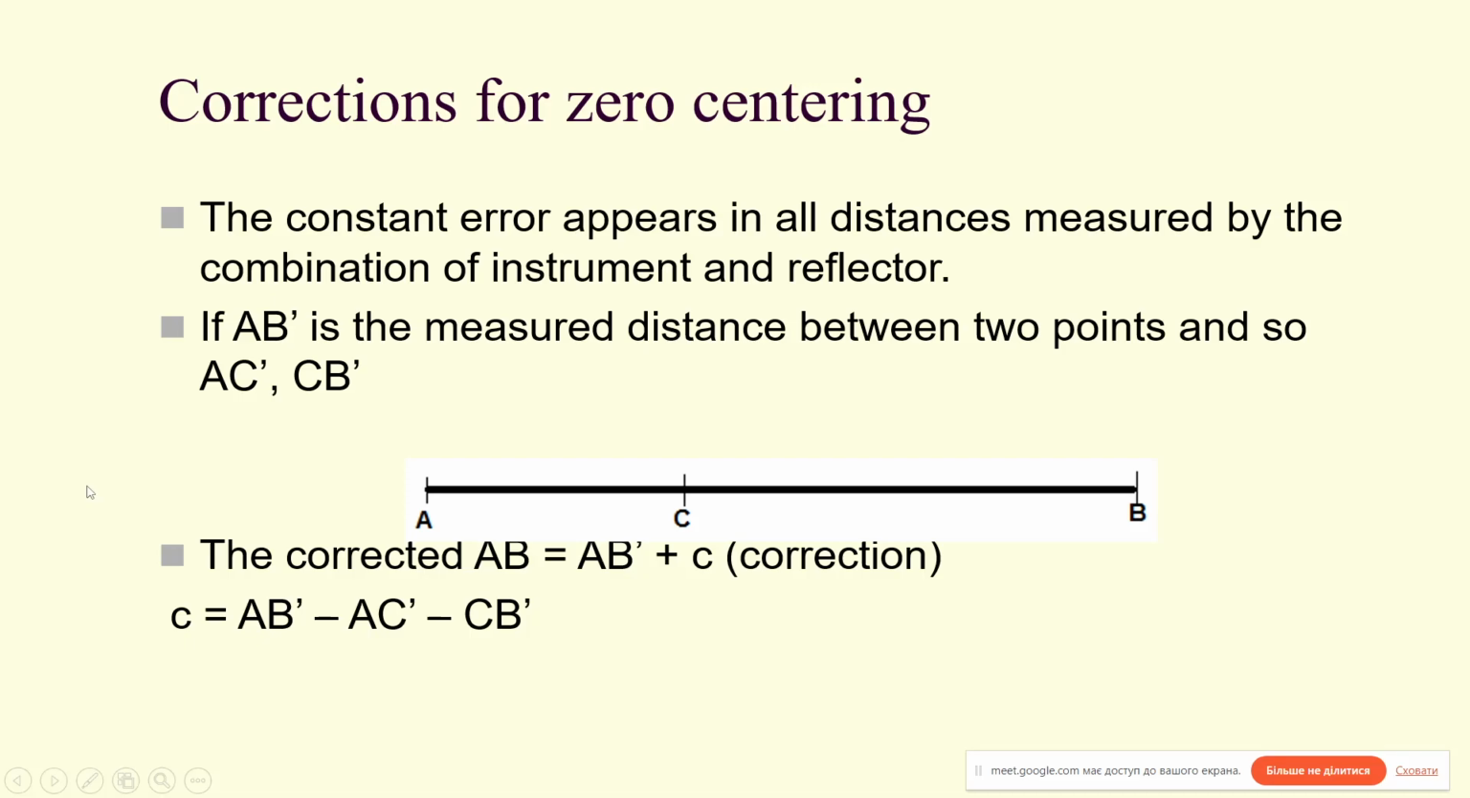Corrections for zero centering. The constant errors appear in all distances measured by the combination of instrument and reflector. If AB is the measured distance between 2 points, and so AC and CB, we use correction AB plus C correction. So C can be calculated as AB minus AC minus CB.